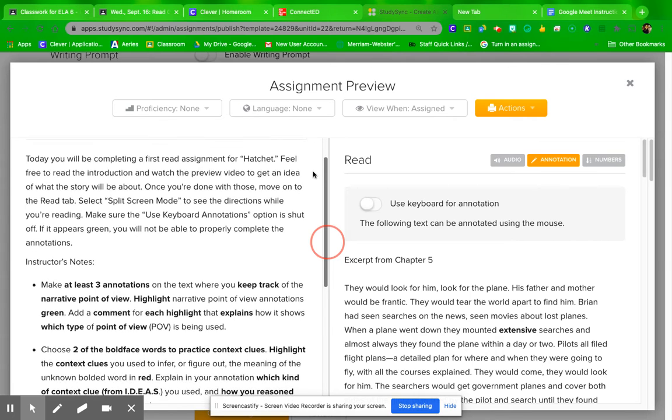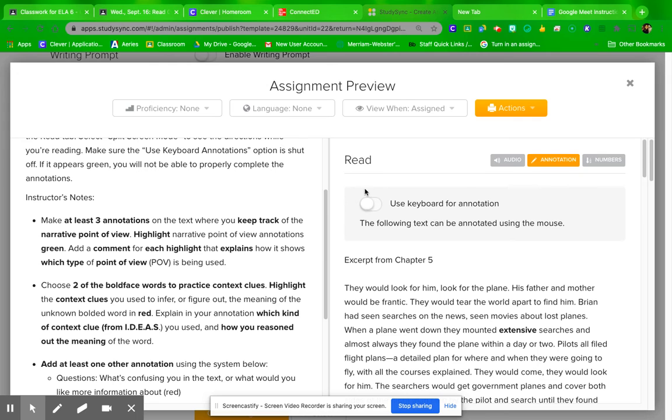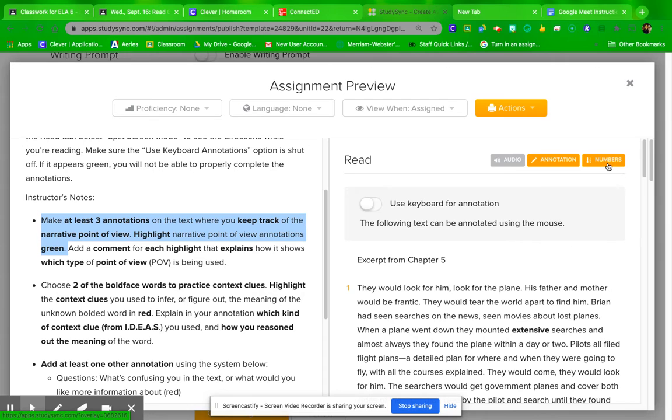In the directions, it says that we should make sure that the option for use keyboard for annotation is turned off. This will allow you to make your annotations. We do have to make 3 annotations where we keep track of narrative point of view, and we are going to highlight those narrative point of view annotations green. So I'm going to go ahead and turn the numbers on. I'm going to go ahead and turn on the audio for just a second.